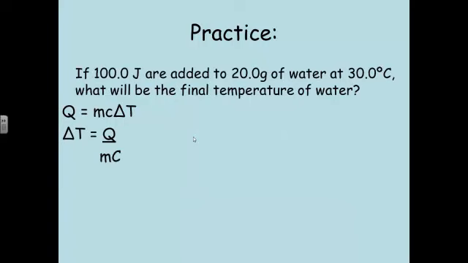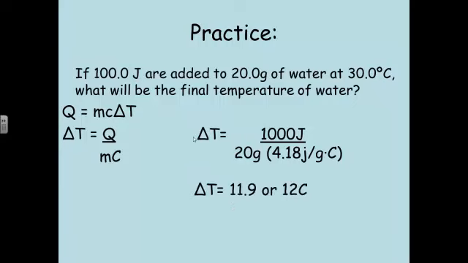In this problem, we're given 1,000 joules being added to 20 grams of water at 30 degrees Celsius. They want us to solve for the final temperature of the water. So I'm going to divide both sides by mc to get delta T by itself, and I'm left with delta T equals Q divided by mc. When I substitute in, I have 1,000, which is my Q, divided by 20 times 4.18. I get a delta T of 11.9 or 12 degrees Celsius.